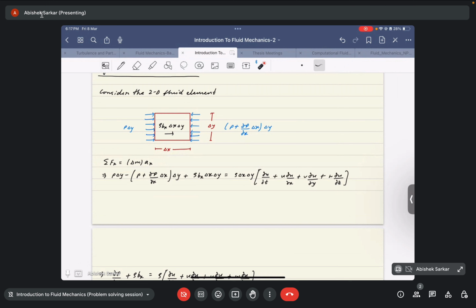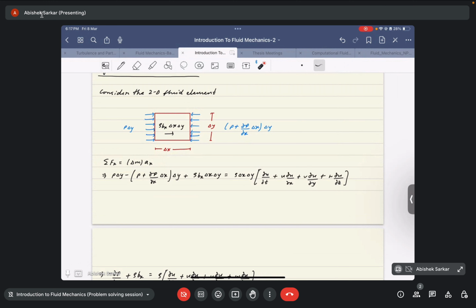So here P is the pressure that acts upon this face of the fluid element, and P plus ∂P/∂x into delta x is the pressure that acts upon this face of the fluid element. The edge length of the fluid element is delta x along the x direction and delta y along the y direction.